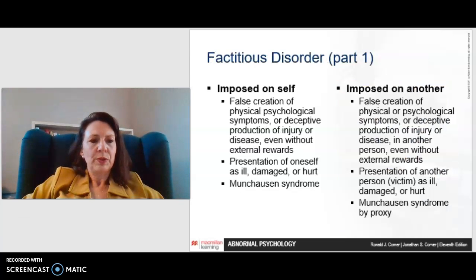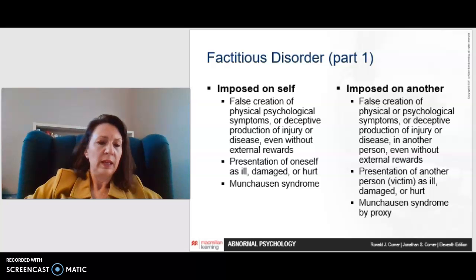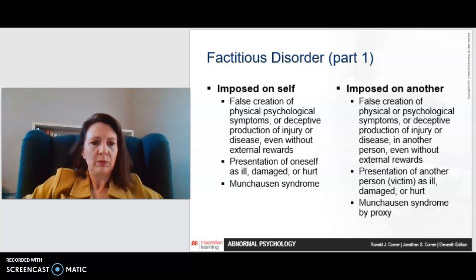In factitious disorder, this can be either imposed on yourself or someone else, and it's where there's a false creation of physical, psychological symptoms or deceptive production of injury or disease, even without any kind of external reward for that. So you fake something wrong with you or with someone else. You either present yourself or the other person as ill, damaged, or hurt. If it's imposed on yourself, that used to be called Munchausen syndrome. And if you impose it on another person, that used to be called Munchausen syndrome by proxy.